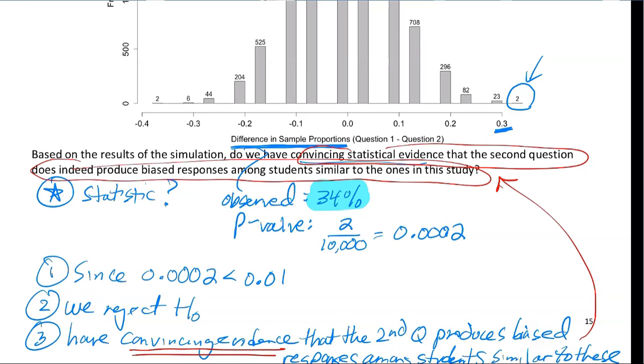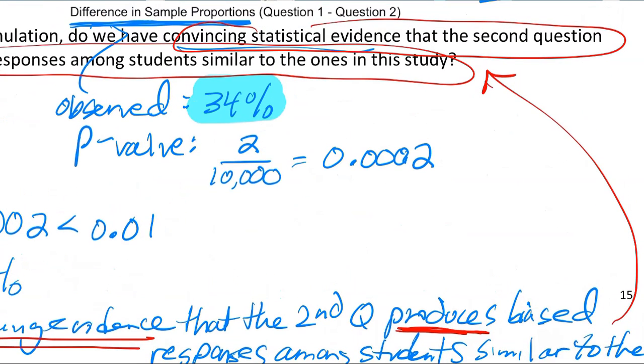And also, produces, not produced past tense, but produces present tense. And the last thing I'd like to point out is this last part, responses among students similar to these. Since they were volunteers, we shouldn't say we can generalize to all students. We can only generalize to students who are similar to the ones in the study.